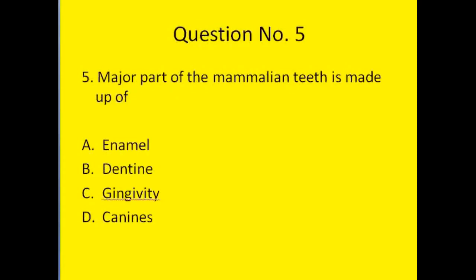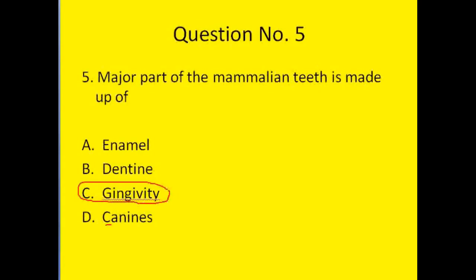Okay. Question number 5. Major part of the mammalian teeth is made up of enamel. It is the hardest mineral present on the surface of the teeth. Dentine lies immediately underneath the enamel and forms the major portion. When we come to the third one, gingivitis, it is not a part of the teeth. It is actually a disease. Gingivitis is the inflammation of the gum.